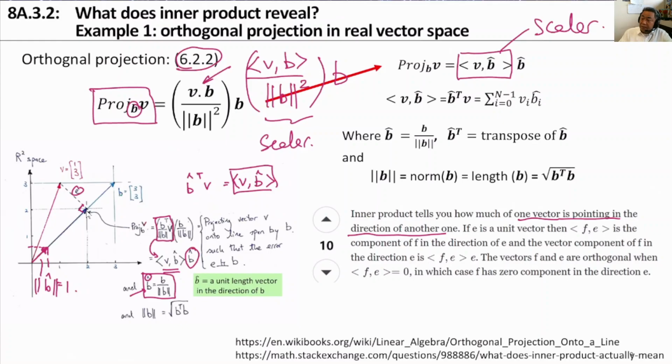This in fact is discussed very succinctly in this Math Stack Exchange question. Please read it carefully.